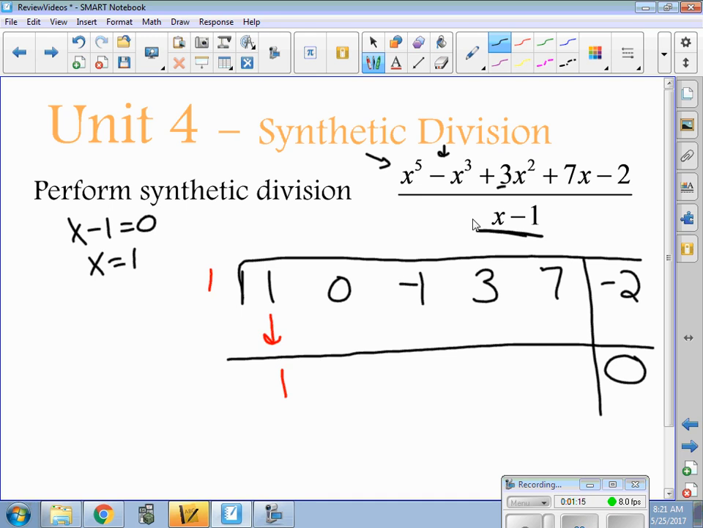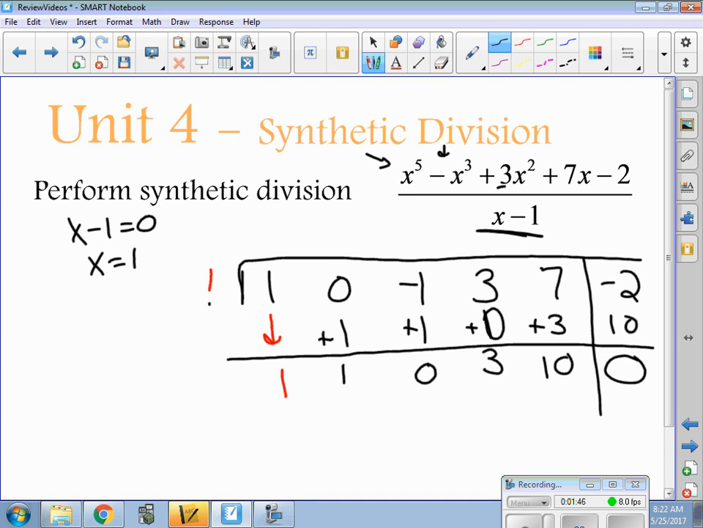So 1 times 1 is 1, and then I'm going to add down, and I'm going to get a 1. 1 times 1 is 1 again, so I'm going to put a 1 here. I'm going to add down, but this time I get a 0. Now it's 1 times 0, which is 0. Like I said, it gets your head spinning. And I'm going to add down, which gives me a 3. And I'm going to do 1 times 3 again, which is going to be a 3. Add down, which is going to be a 10. 10 times 1 is going to give me 10.